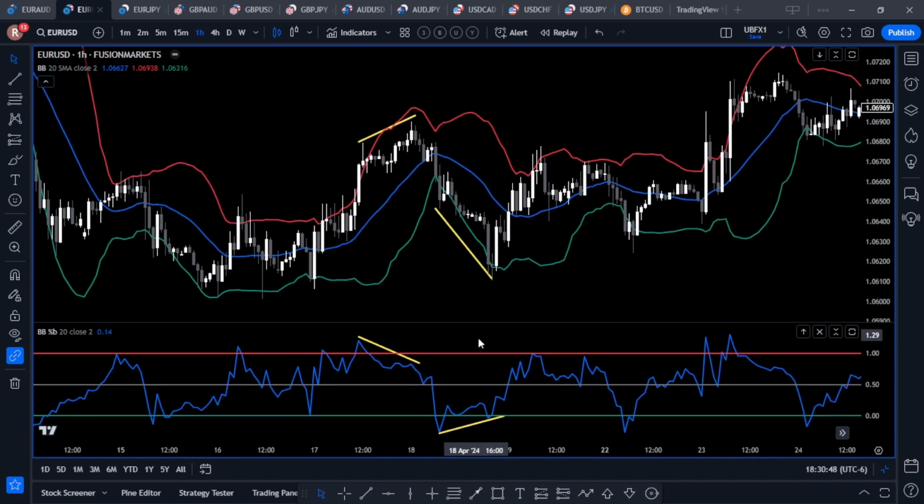So we have a clear divergence in this market. Now, with those options that we've had, the price can get to the middle band, it can get to the upper band, or it can continue to move up. And in this case, we get a move all the way to the opposite side of that Bollinger Band.